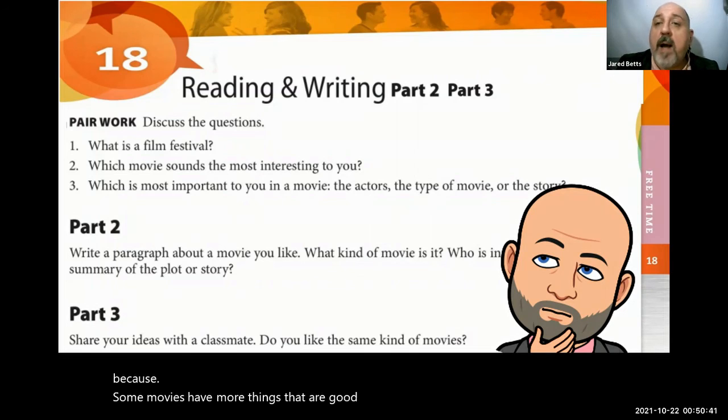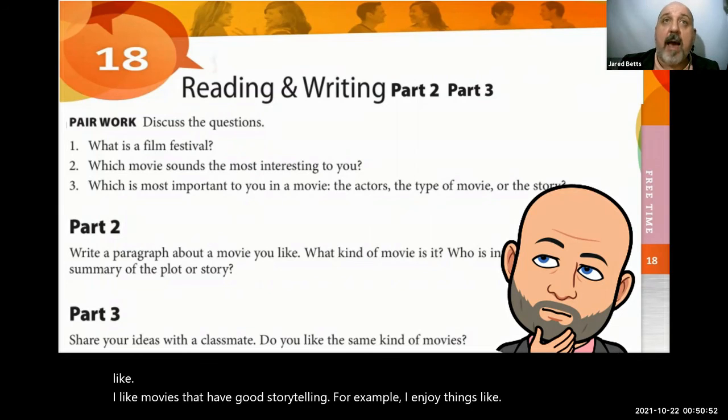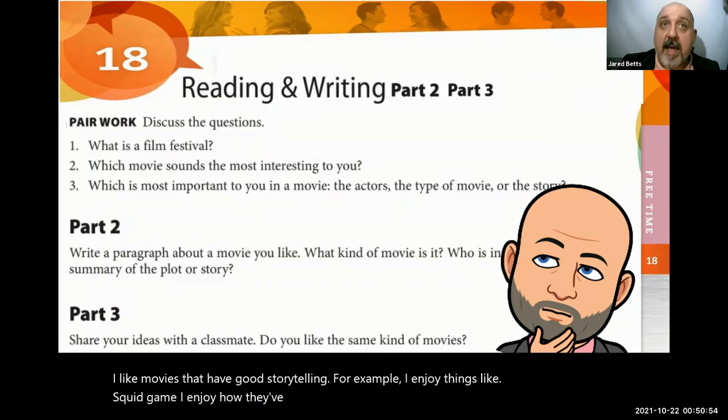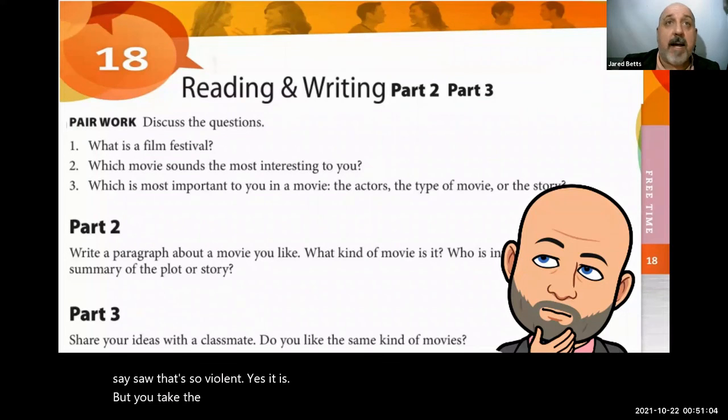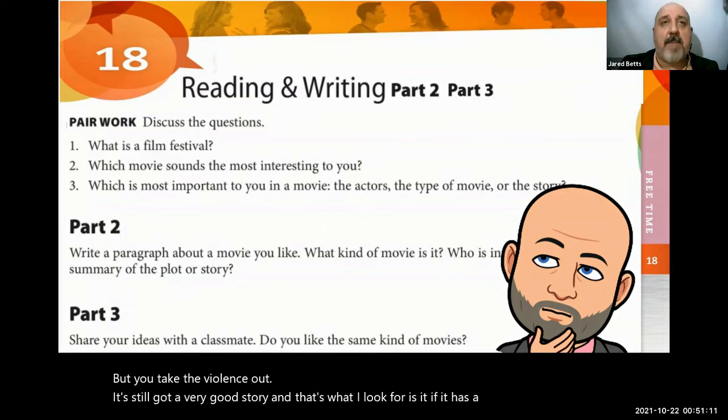You ask me, what kind of movies I like? I like movies that have good storytelling. For example, I enjoy things like Squid Game. I enjoy how they've told that story. I enjoy the movie of Saw. And then you may say, Saw, oh, that's so violent. Yes, it is. But if you take the violence out, it's still got a very good story. And that's what I look for, is that if it has a good story, I'm happy with it.